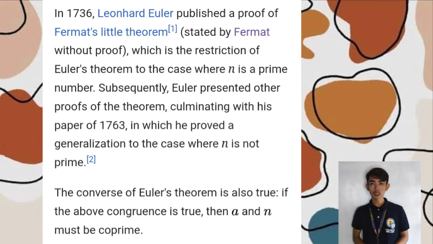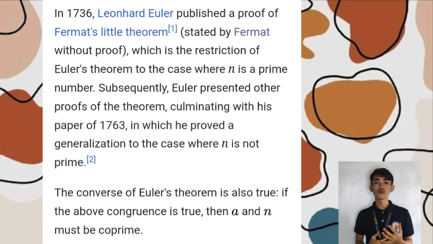In 1736, Leonhard Euler published a proof of Fermat's little theorem, stated by Fermat without proof, which is the restriction of Euler's theorem to the case where n is a prime number. Subsequently, Euler presented other proofs of the theorem, culminating with his paper of 1763, in which he proved a generalization to the case where n is not prime. The converse of Euler's theorem is also true. If the above congruence is true, then a and n must be coprime.